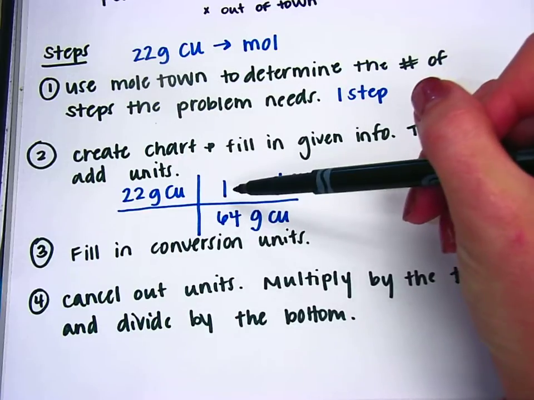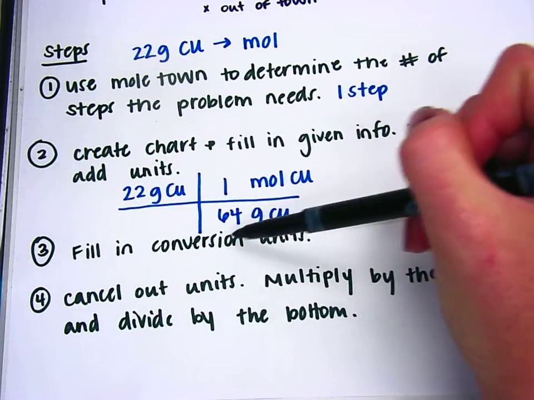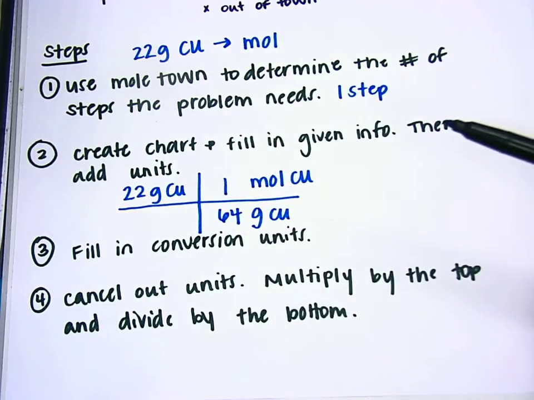The number 1 for molar mass will always go next to mole, and the number that you have for the mass will go next to grams, always.